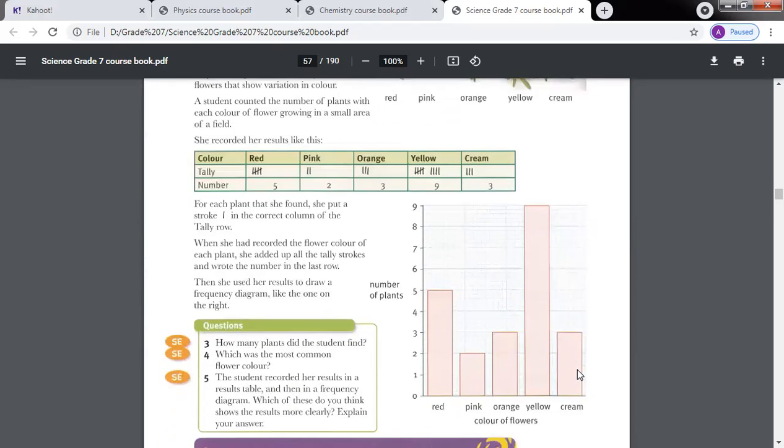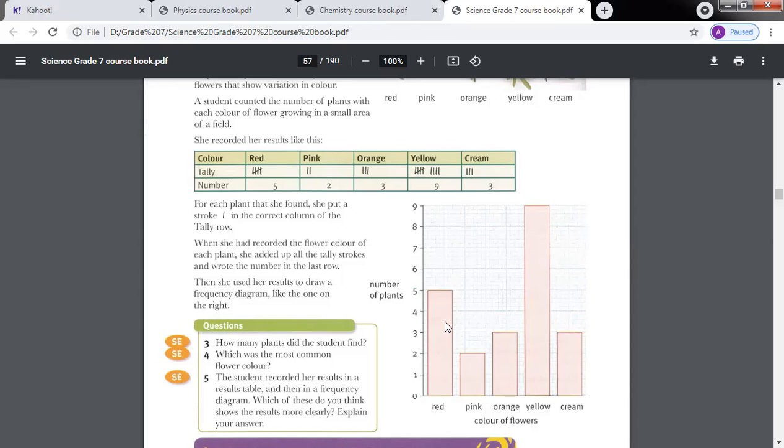Now here we take the data. This data we write in digits, and this data we write in tally. Okay, now we draw the graph. On the x-axis, this horizontal line is called the x-axis, and this vertical line is called the y-axis, and this graph is called a bar graph, because this is like a bar.